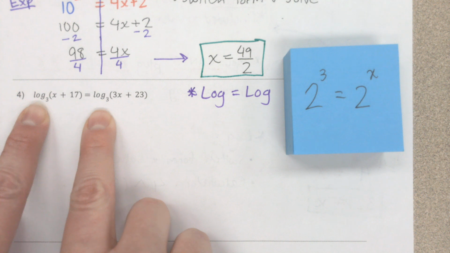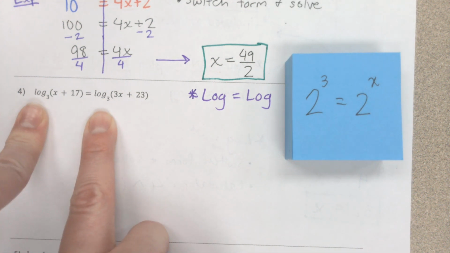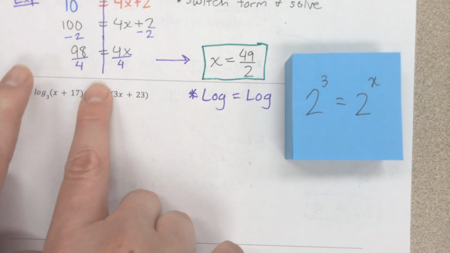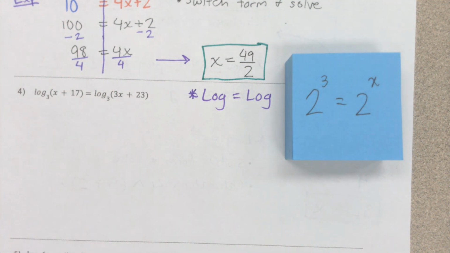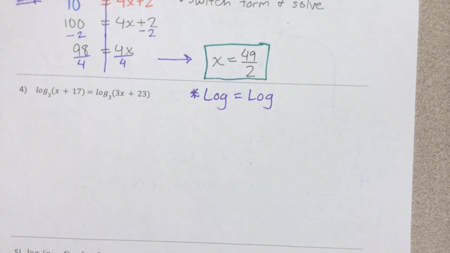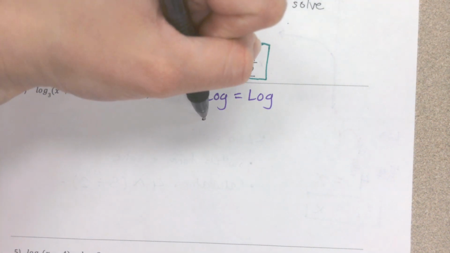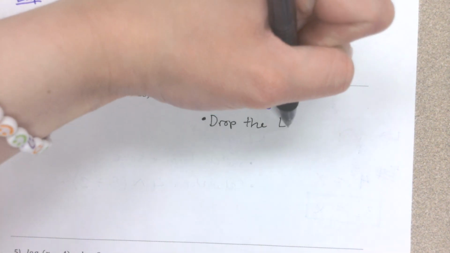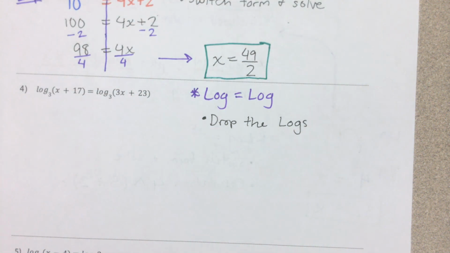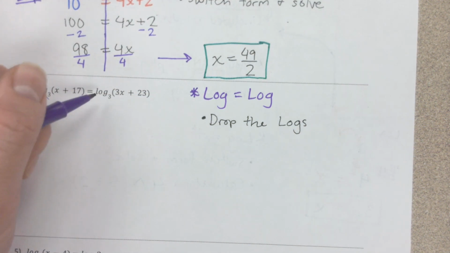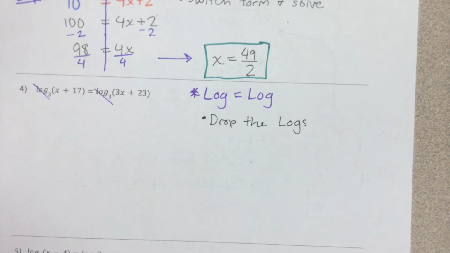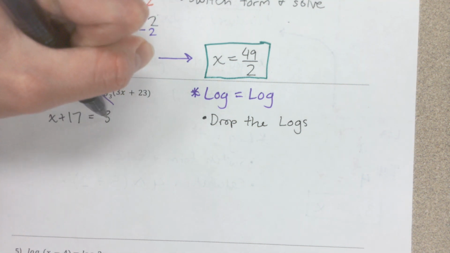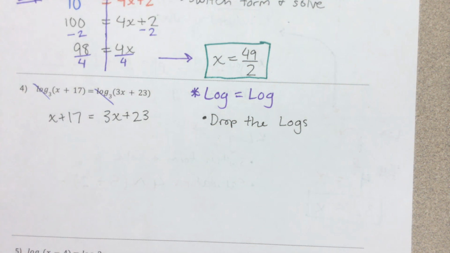We have the same log on both sides. They will always be the same log. If they're different, you actually can't solve it. Same log, drop, and solve with what is remaining. So that's going to be the first step. Drop the logs. We have x plus 17 equals 3x plus 23.